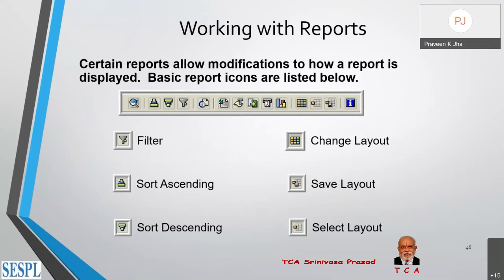Yeah, same thing here I have explained. One is the filter, then sorting, ascending order or descending order, then change the layout, which I have explained in the previous slide. Change the layout, save the layout, and select the layout. These are the different icons for executing the report. Okay, next slide, please.